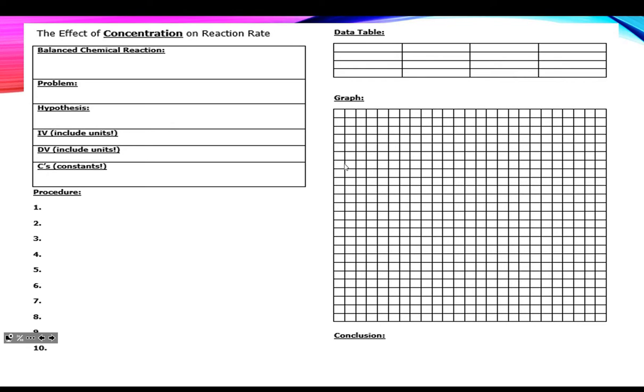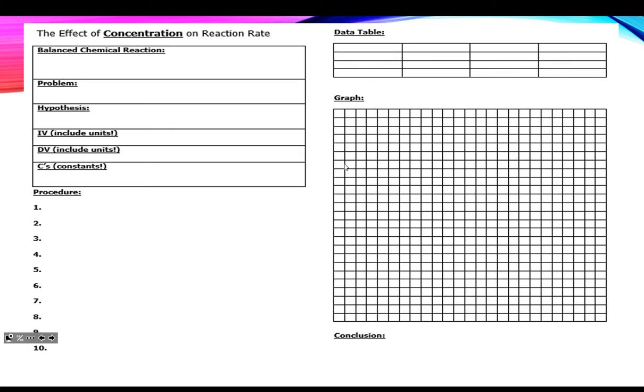The DV is your dependent variable. Okay, IV goes on the x-axis. DV goes on the y-axis. Okay, dependent variables, what's going to change because of that? So it should be time, right? For the one that we're doing with the film canister, you'll have time and height that should be changing. Okay, constants. Everything else should be held constant. So anything else you're using in that reaction should be held constant.